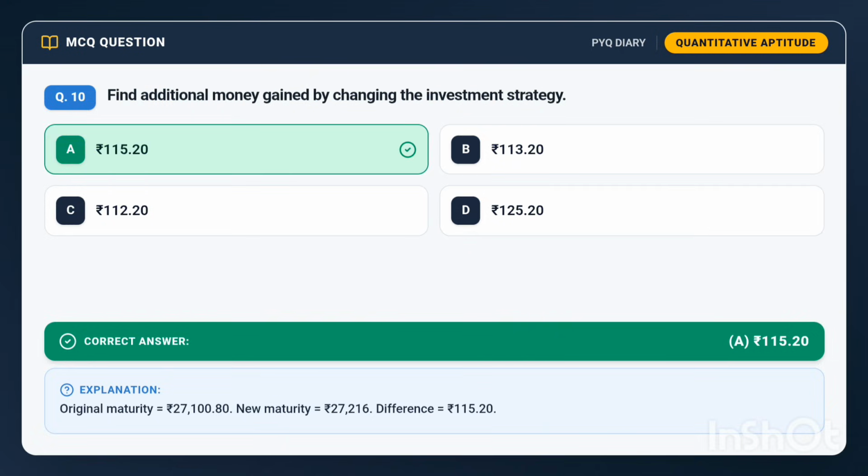Question number 10. Find additional money gained by changing the investment strategy. Your options are A, 115.20 rupees, B, 113.20 rupees, C, 112.20 rupees, and D, 125.20 rupees. The correct answer is A, 115.20 rupees. Original maturity is 27,180 rupees, and the new maturity is 27,216 rupees. The difference between them is 115.20 rupees.